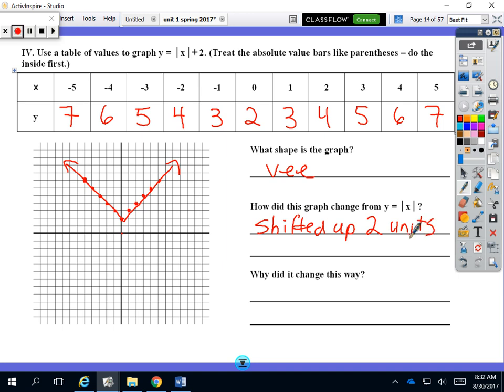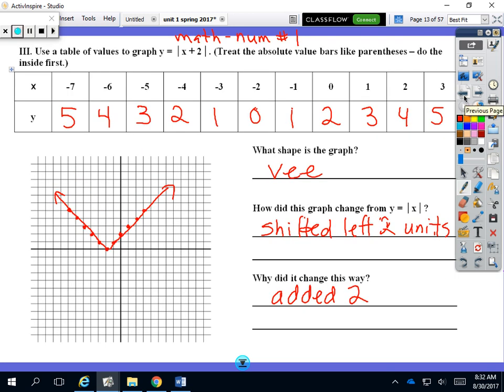Well, again, we added 2, but in the previous one, when we added 2 inside, it shifted left. So now let's think about this. If I add 2 outside, it shifts up. So added 2 outside. And let's go back to the previous one, because since I see that this is a different shift when I add 2 inside, I'm going to add a little more detail here. I added 2 inside.